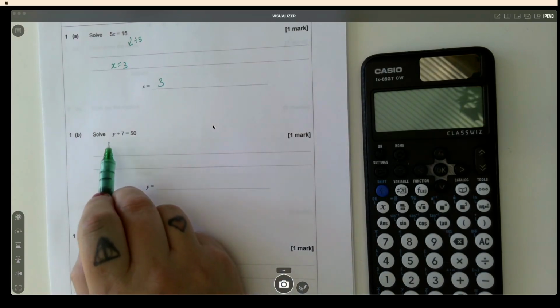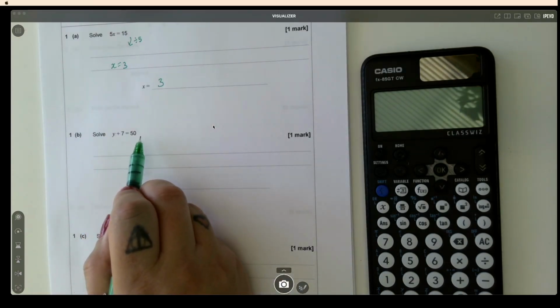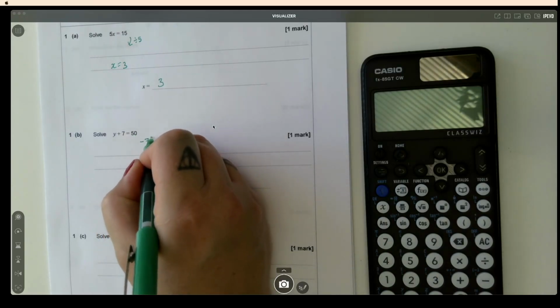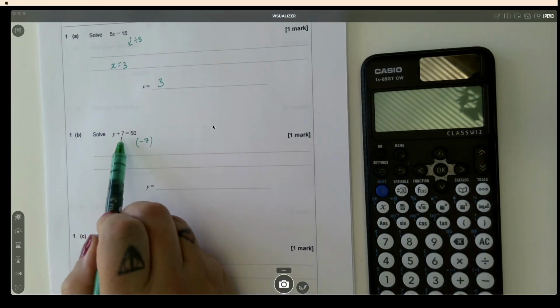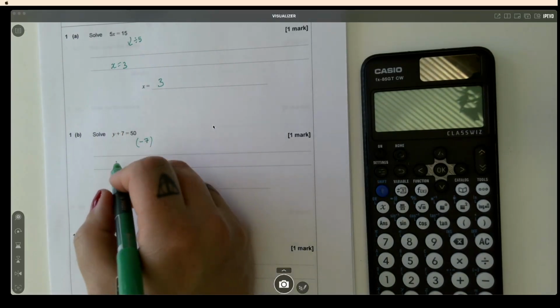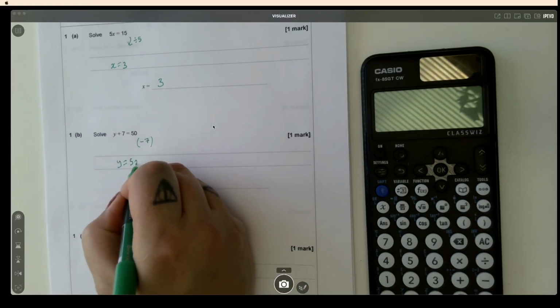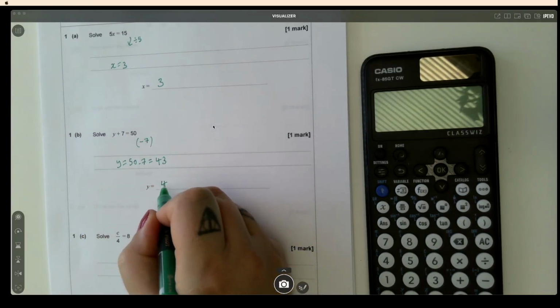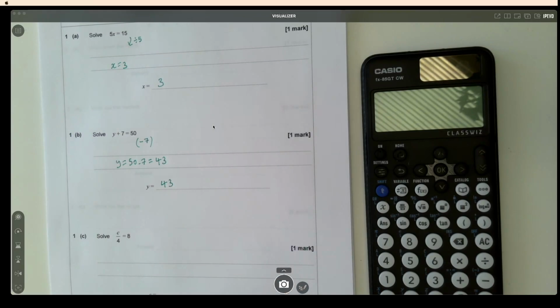1b. Solve y add 7 equals 50. So again, a one-step equation. This time the inverse I'm going to do is subtract 7 because I want to eliminate this plus 7. So y equals 50, subtract 7, which is 43. So y equals 43.